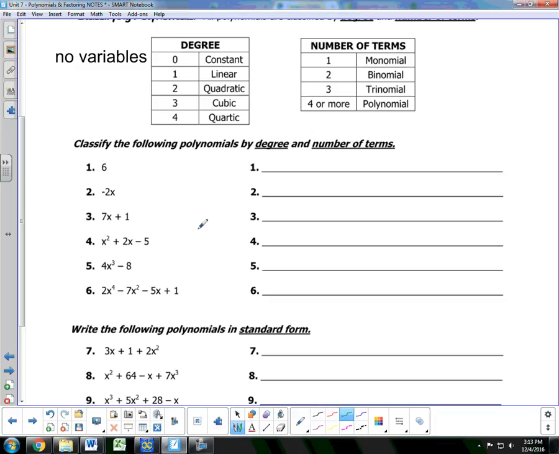All right, so classify the following polynomials by degree and number of terms. So the first number we're going to write is the degree, and then we're going to call it by its degree and then the number of terms. So this is degree 0. So that is a constant. See how well I'm writing with a mouse here. It's constant, and it has one single term all by itself, so that is called a monomial.